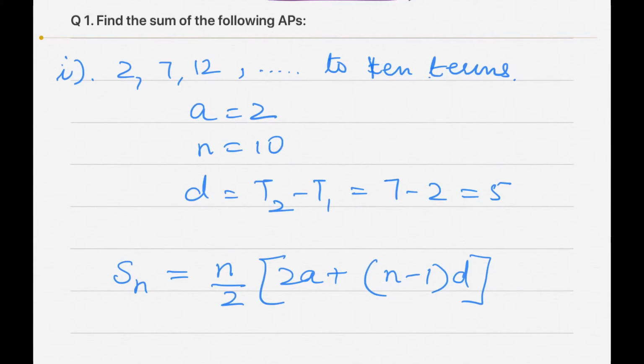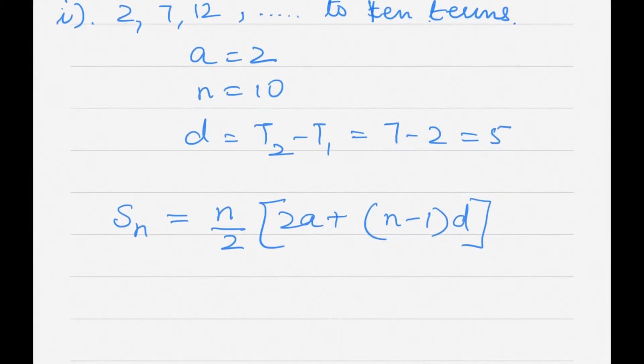So let's move to the questions. So applications, as you do lot of questions, you will automatically remember this one formula, right? So let's find out now. So my sum n is equal to sum of 10 terms. I have to find out.